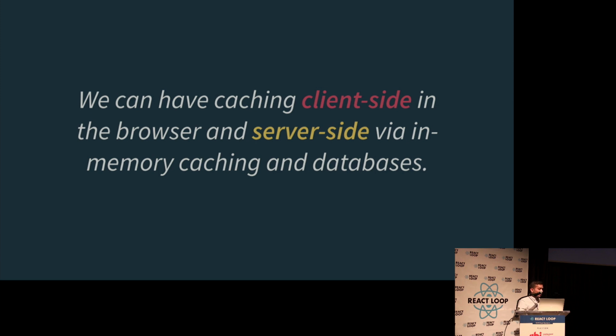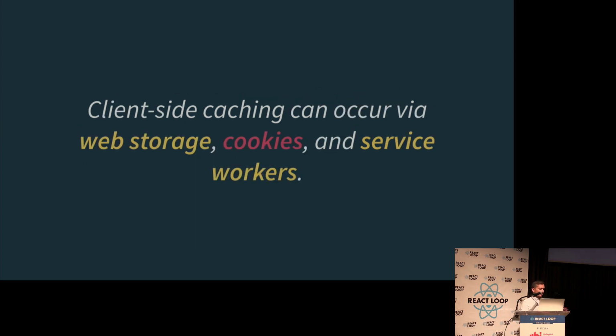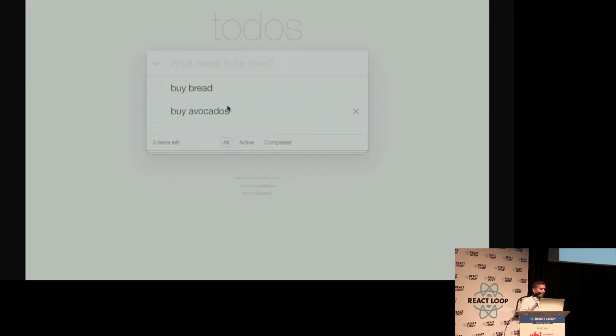We can have caching client-side in the browser and also server-side via in-memory caching and databases. So let's divide them up. Client-side caching can occur via web storage, cookies, and service workers. Here's an example of where we fix an issue with client-side caching using local storage by flushing the entire cache. Note how that last to-do item right there looks a little bit wonky, and it's actually missing. So it's missing right there.